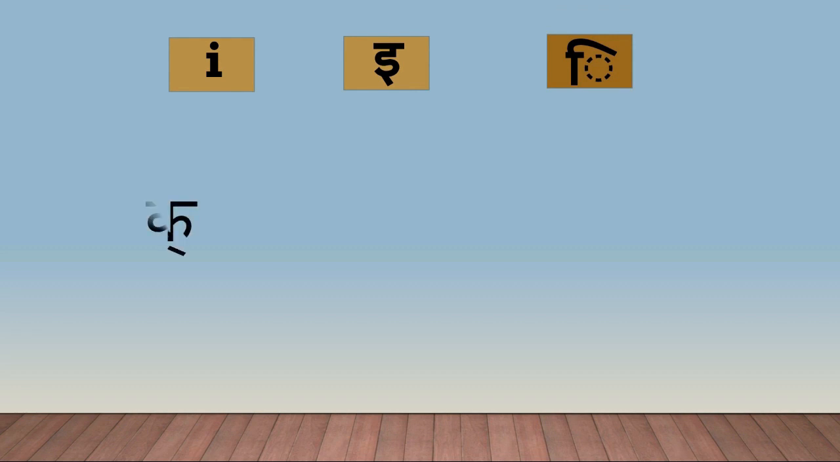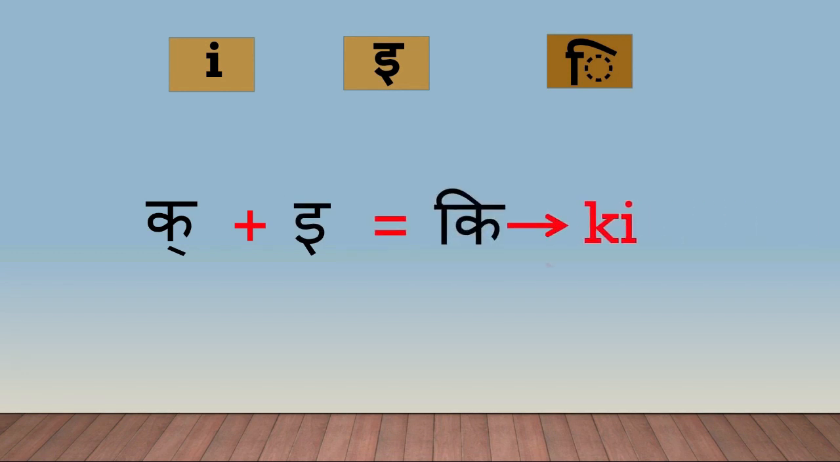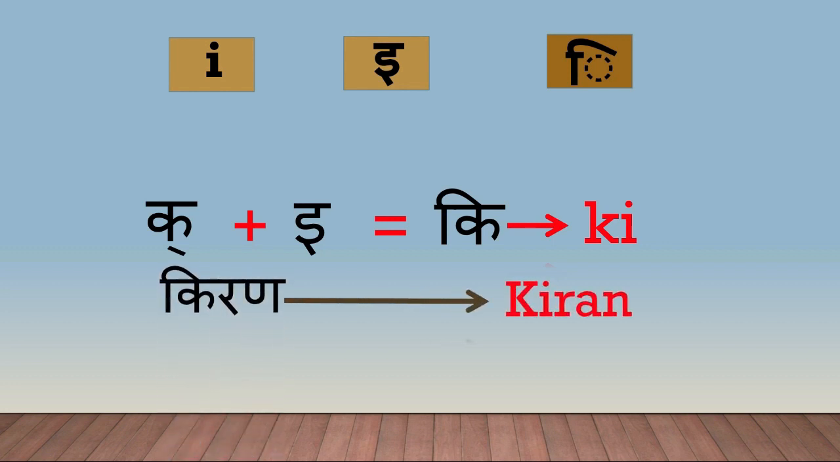Next sound is short E with the sign of short E ki matra. Ka plus E. It gives a sound of ki. In English, it's K-I, ki. As a word, we pronounce as Kiran. In English, it's K-I-R-A-N, Kiran. Next is in. In English, it's I-double-N, in.